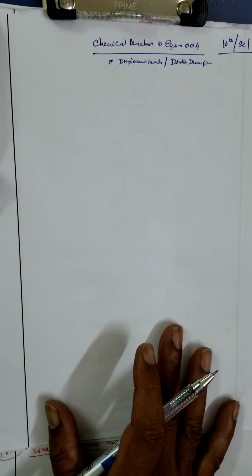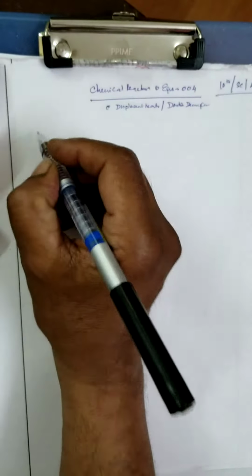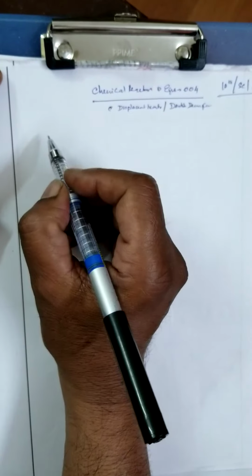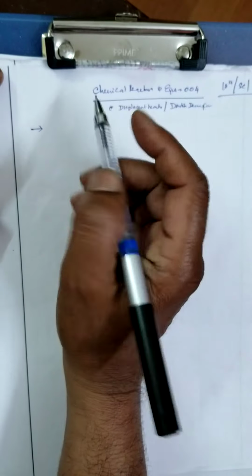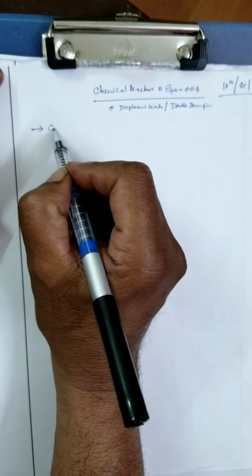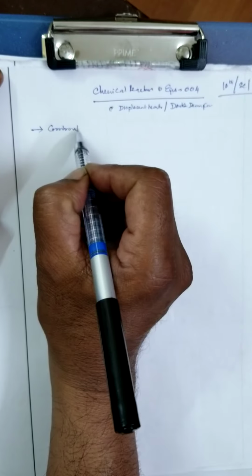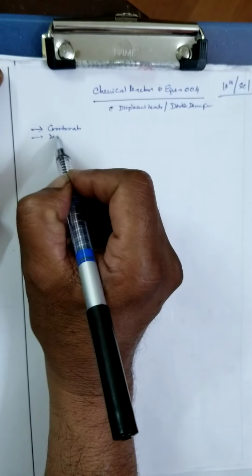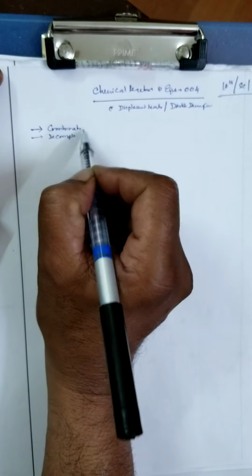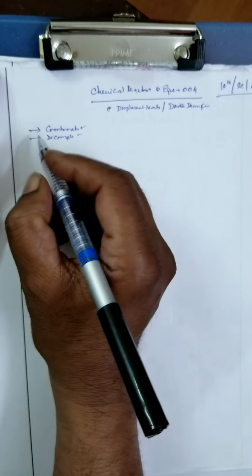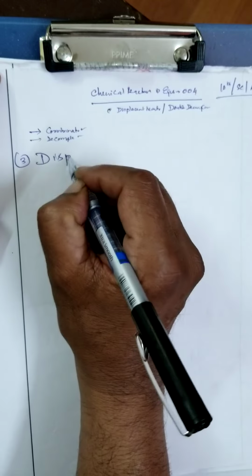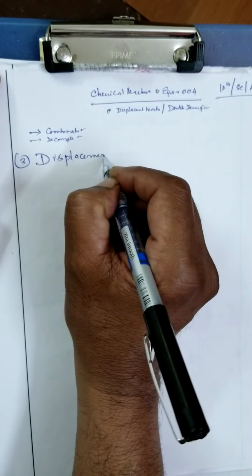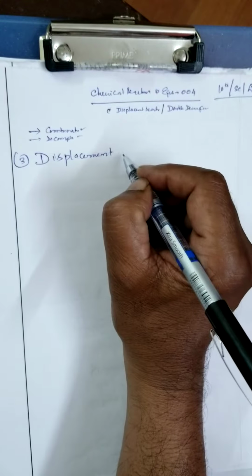Here, displacement. Next, we have discussed already combination of reaction. There are two types, already discussed in the last class. Combination. Next, decomposition. We have finished. The third type of reaction is called displacement reaction.